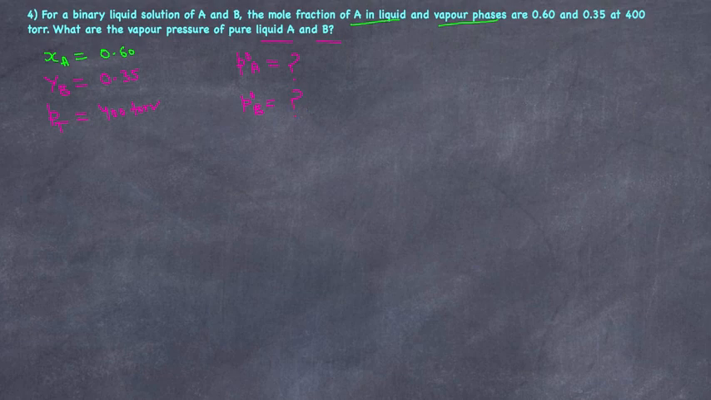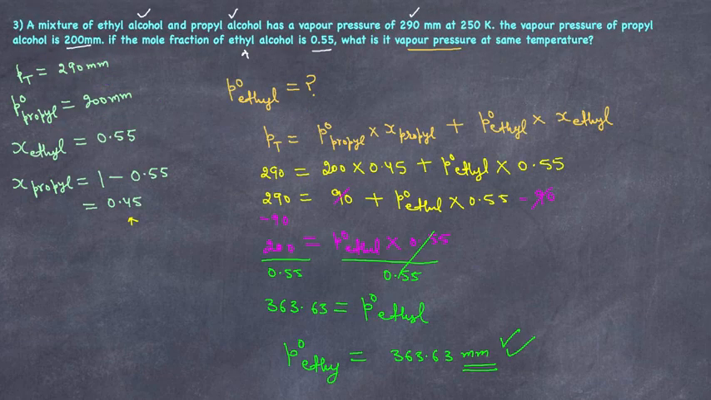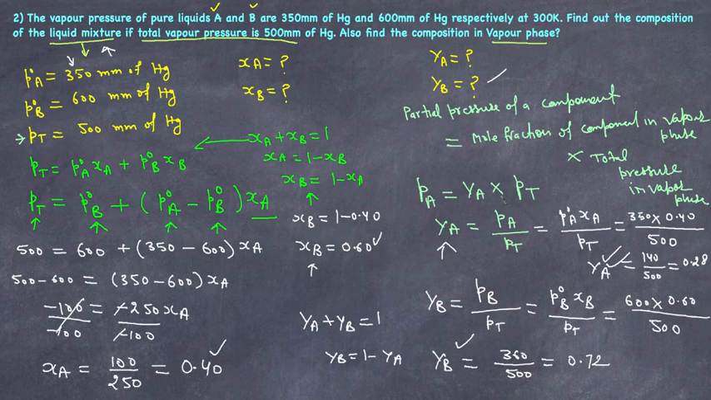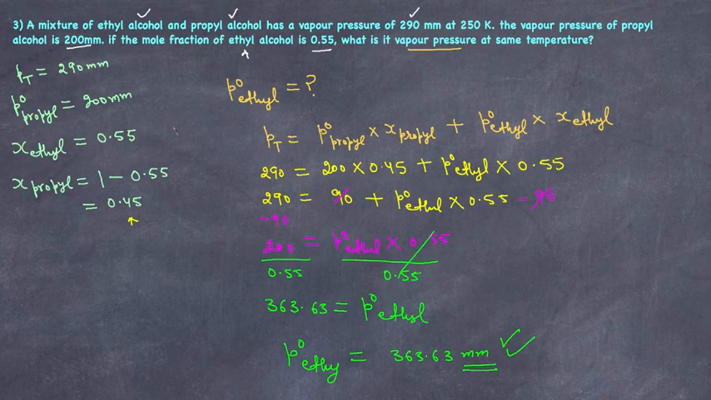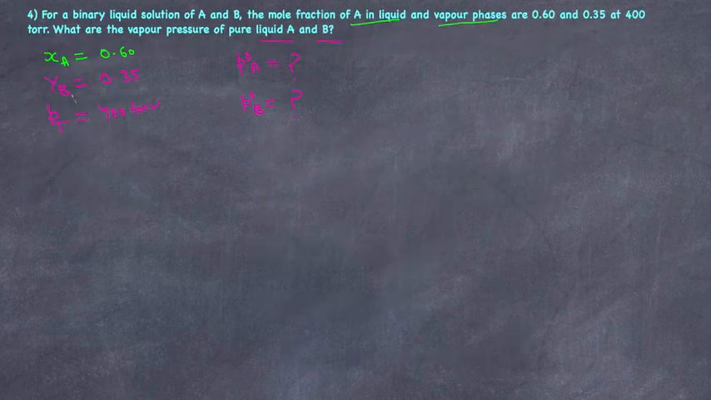From the previous problem, we're going to use this formula to calculate it, because they gave us the mole fraction of the component in the vapor phase, and they are asking what are the vapor pressures of pure liquid A and B. They gave us the vapor mole fraction, we can calculate the other and use the formula. So let me write it down.